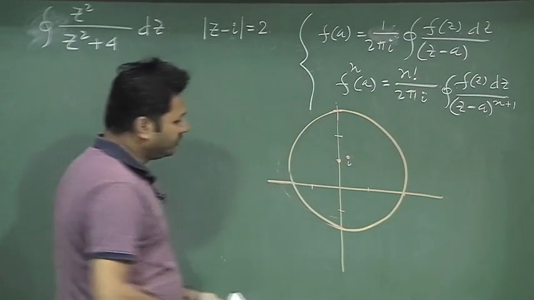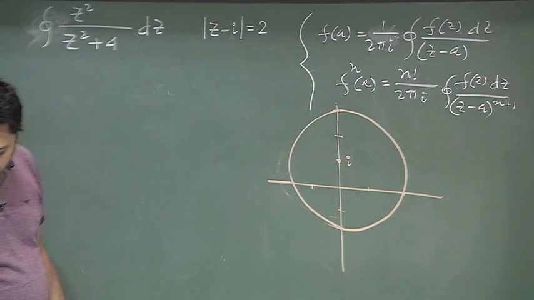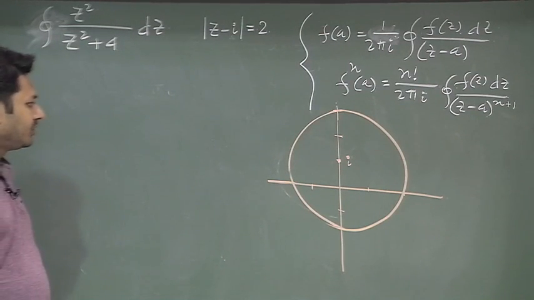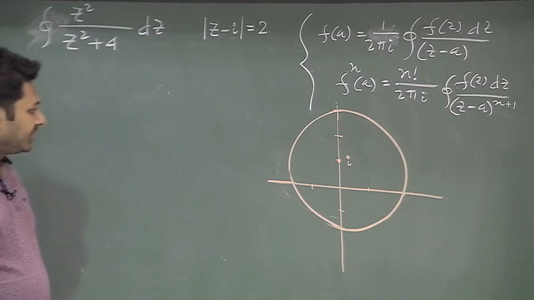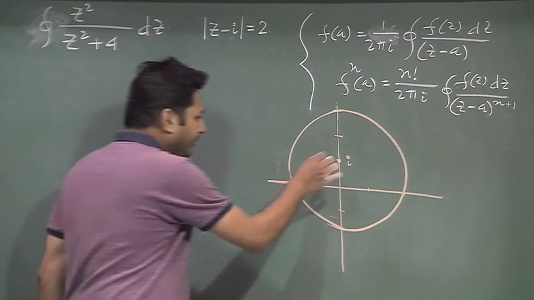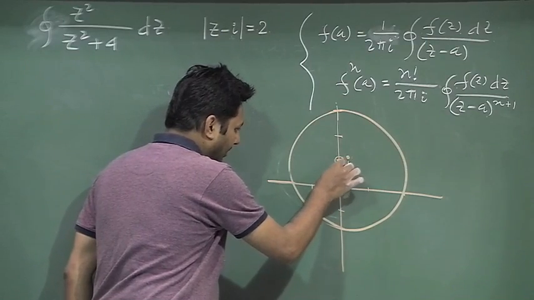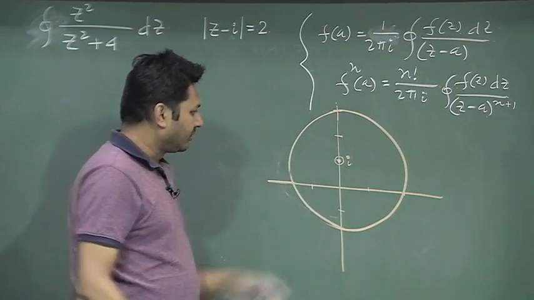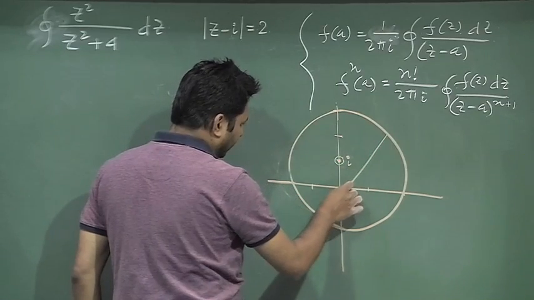In this kind of problem, you need to know very precisely what the region is where you try to calculate, and where you try to calculate this integration. So, now I know that my I point is here, and this is the region where this radius is 2, this radius is 2.